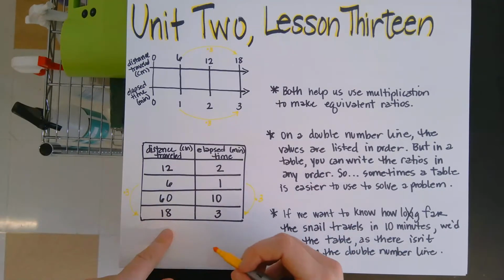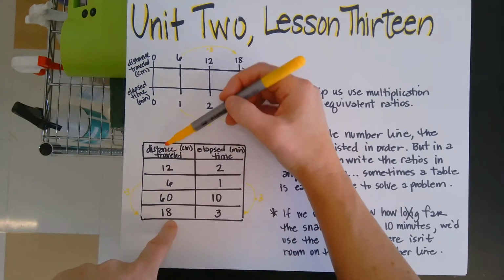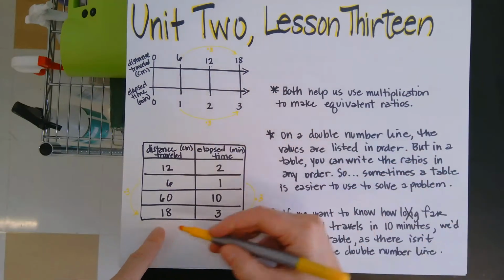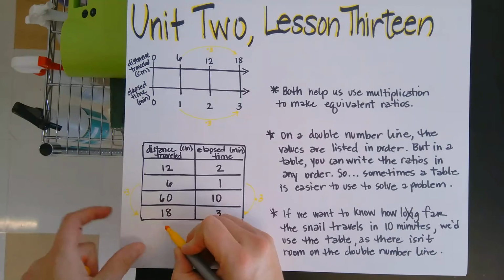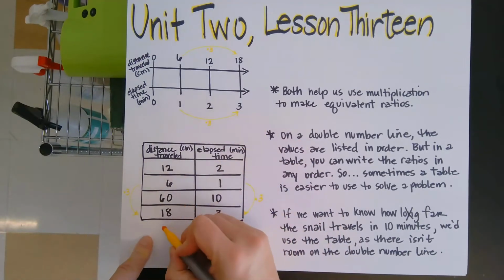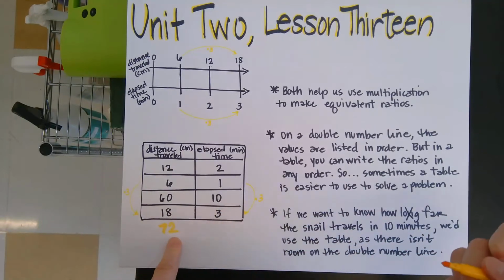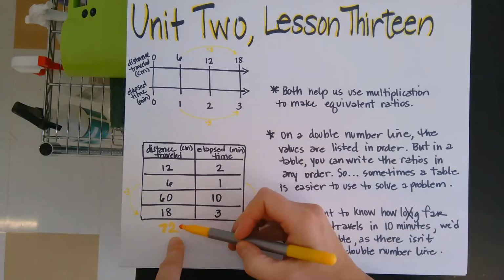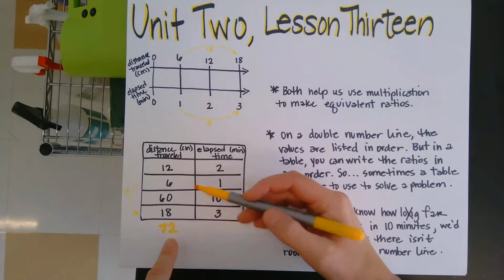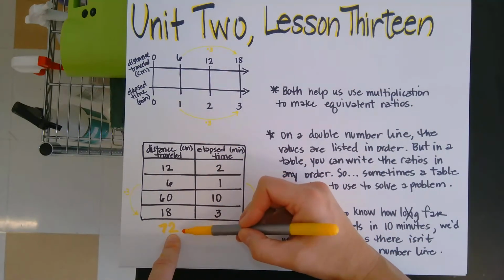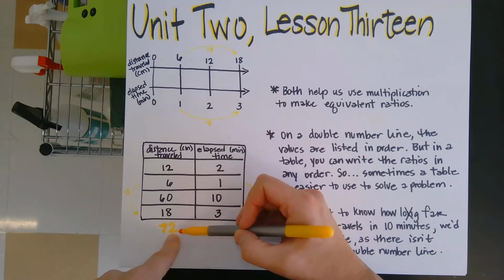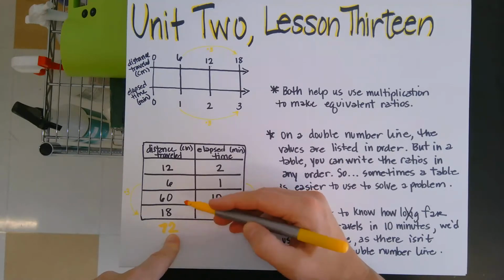Maybe you want to know, like in this problem, we're looking at distance traveled and elapsed time. Maybe you want to know how far would I travel, or how long would it take if we traveled, say, 72 centimeters, right? Well, if we want to know that, because this is about a snail, if we wanted to know how long it would take the snail to travel 72 centimeters, I can just write 72 down in my table. See how easy that was?